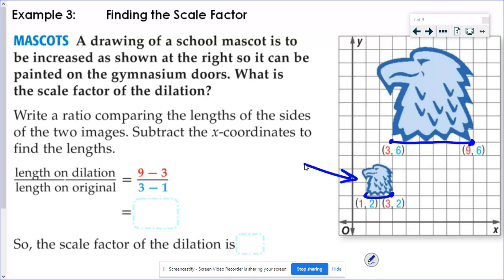They have this with showing some work and doing some subtractions. They said for the X values, for the new image, 9 minus 3 would give me 6 for that length, or you could just count that it's 6 squares. And then for the original, the X values, 3 minus 1 would give you 2. And 6 over 2 is just going to give me a scale factor of 3. Because it's more than 1, obviously, it's an enlargement. You could also have just looked at things like this ordered pair to this ordered pair. Multiply the X and the Y by 3, and you get the new point.